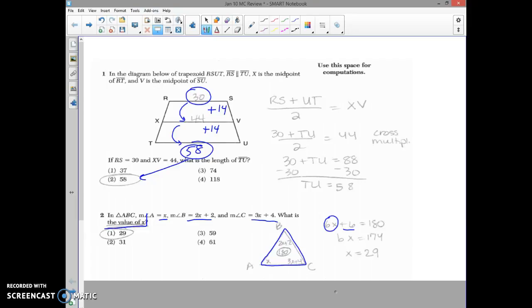Please be cautious that you read the question. In this case, you can stop at x equals 6, but sometimes it will ask you for a different angle measure. Remember, triangle sum theorem.